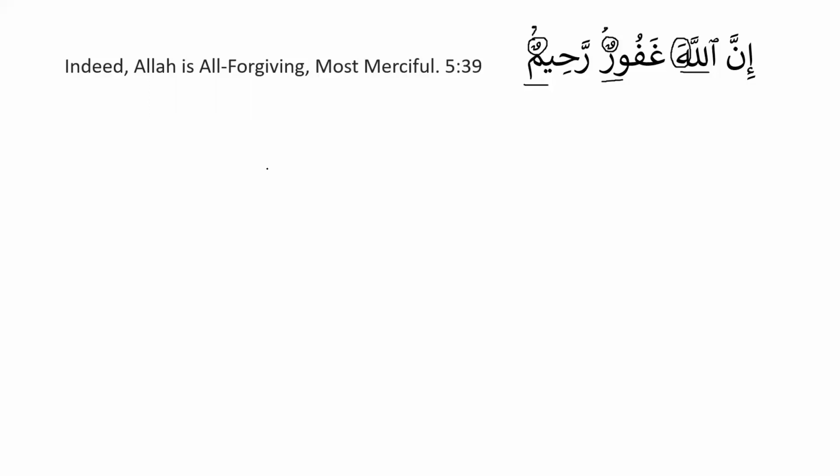Okay, now look at the translation. Indeed, Allah is all forgiving, most merciful. Now, inna is an amil, a factor, and inna makes lafzul jalala mansub. Inna is an amil, and what does it do? It makes ismul jalala or lafzul jalala mansub. But ghafurun rahimun are marfu, and why they are marfu, inshallah, we will learn later.